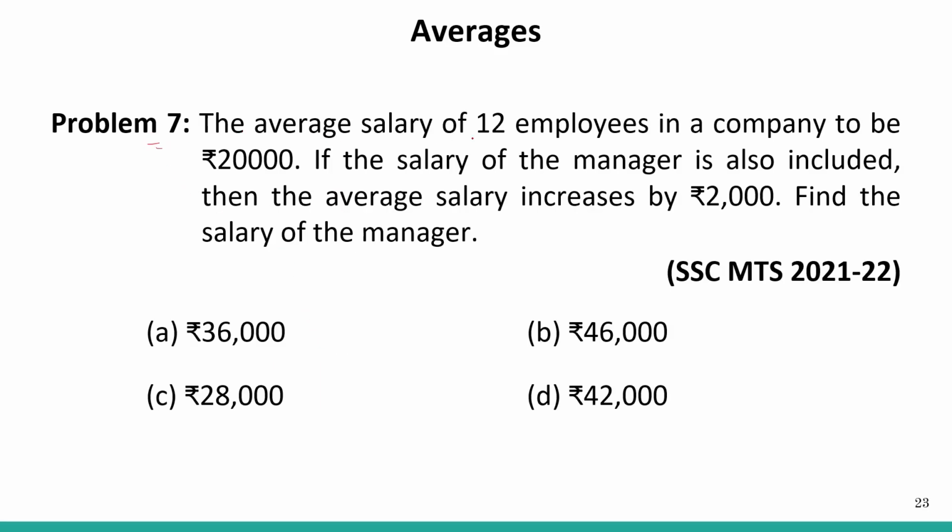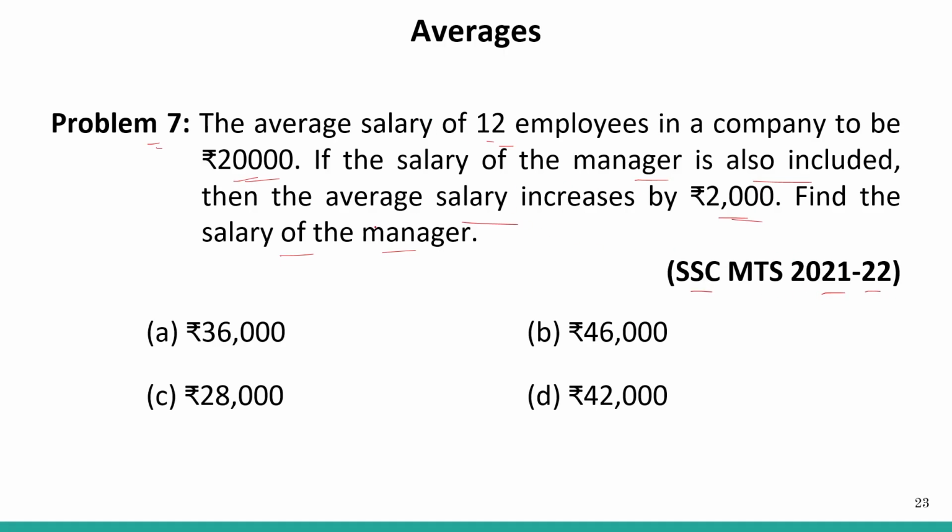So the average salary of 12 employees in a company is 20,000. If the salary of the manager is also included, then the average salary increases by 2,000 rupees. So find the salary of the manager. Okay. So is it 36,000, 46,000, 28,000 or 42,000? Let's see. This question has been asked in the SSC MTS 2021-2022 paper.